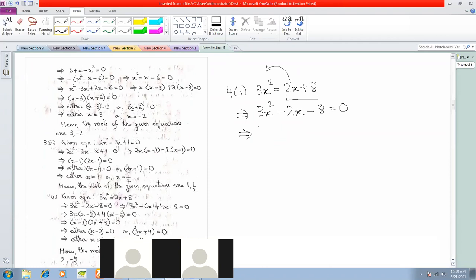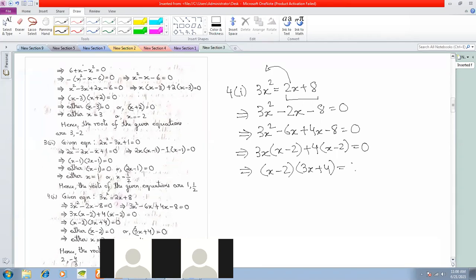Multiply 8 and 3 to get 24. So how will you break up 24 to get minus 2? It should be 6 and 4, right? So what are the signs? Minus 6x plus 4x minus 8. Means you get 3x into x minus 2 plus 4 into x minus 2 is equal to 0. That means you get x minus 2 into 3x plus 4 is equal to 0.